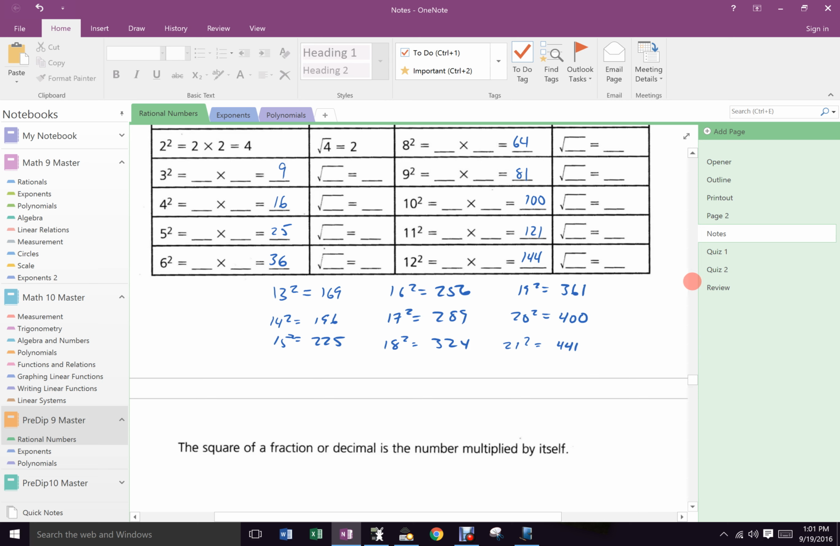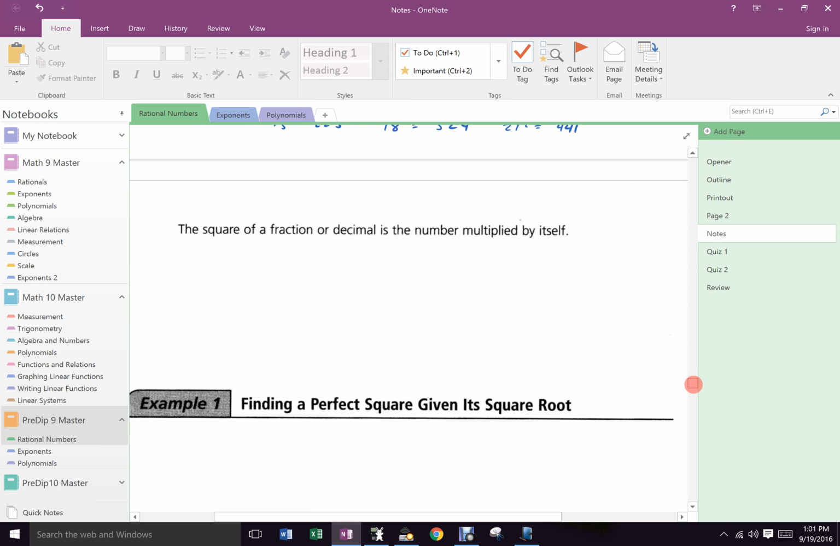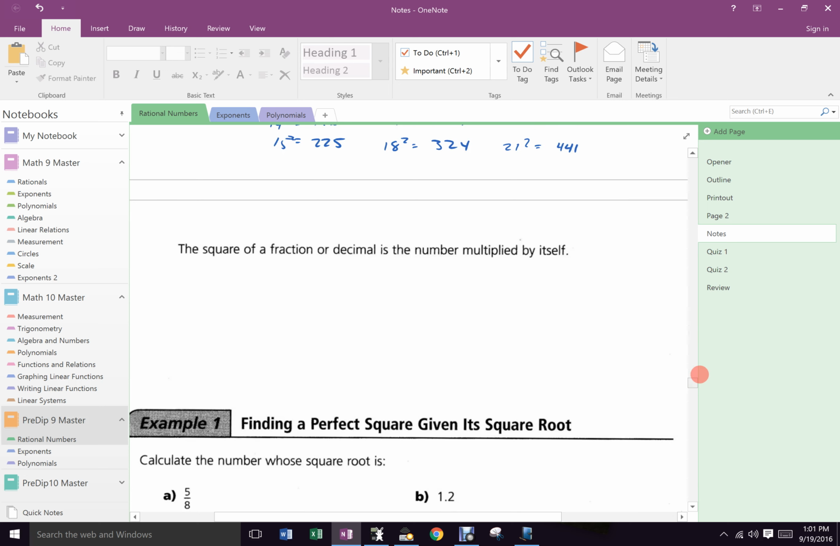Okay? All right. Now we get into where it gets a little weird. Oh, man. Fractions and decimals. Dang. Okay? Fractions and decimals mess with our heads.